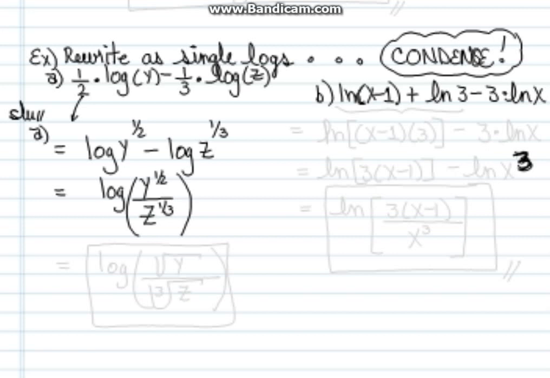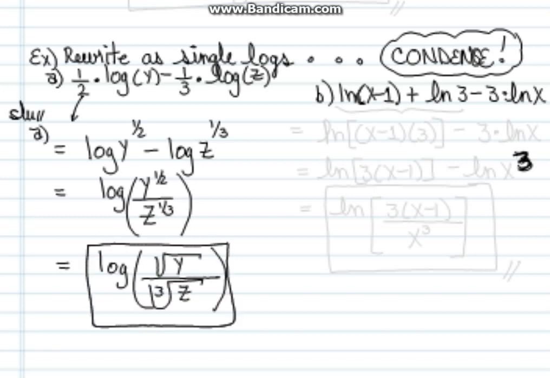And finally, since the original question didn't have radicals, but it would look more condensed if I wrote radicals, let me go ahead and do that. This is log base invisible 10 of the square root of y over the cube root of z, since the 1/3 power is a cube root. And that's condensed. That looks a lot better, a lot smaller than the original question.